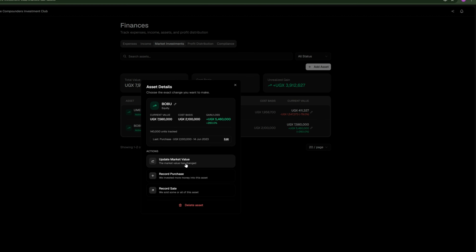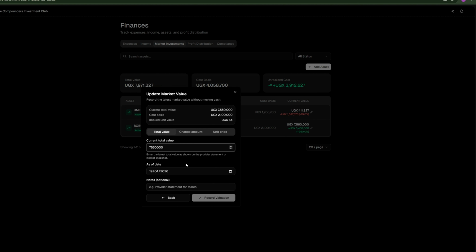We shall choose update market value. So the system offers 3 ways to update your market value. The first option is total value. Here you enter the new total value of the holding as it stands today.